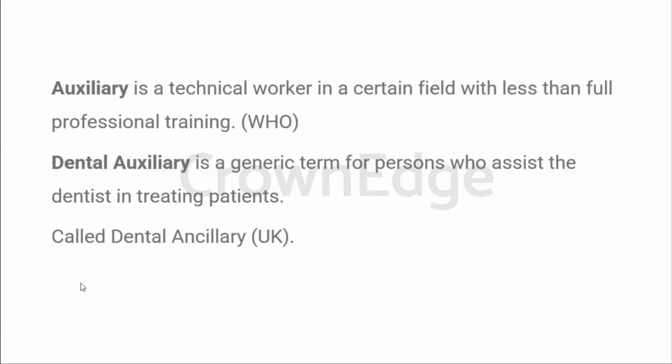So that is auxiliary. The same thing when we apply to dentistry, the dental auxiliary, is basically a generic term. It's for all those people who assist the dentist in treating patients. But the key here is they do not have full professional training. They're also called dental ancillaries in the UK. So whenever you see the term dental auxiliary or dental ancillary, they're referring to the same thing.